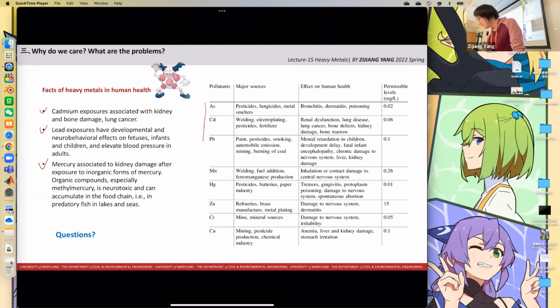On the right side, here are some summaries of the negative effects of different heavy metals, and we also have some permissible levels. Again, I'm not going to read this, but if you are interested, you can take a look at this. So far, do you guys have any questions? No?